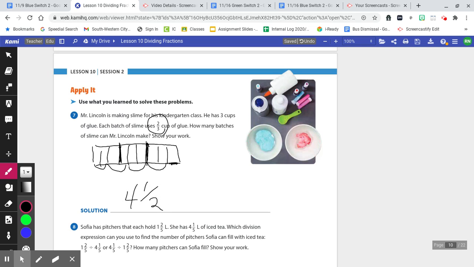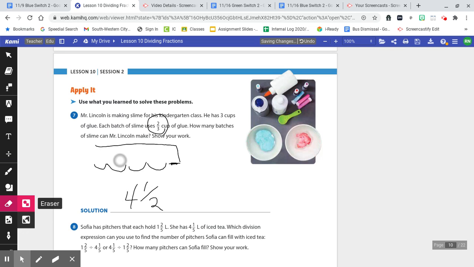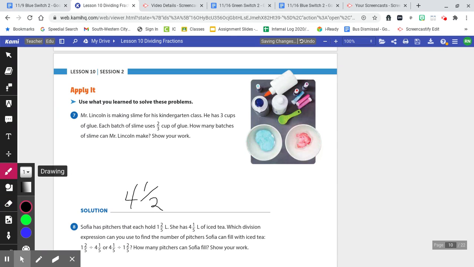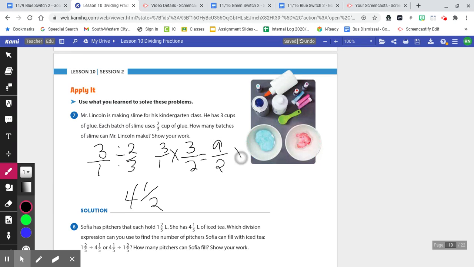If you had done keep, change, flip, let me erase, and I'm going to do it that way also. You should still end up with 4 1/2. So I had 3 over 1 divided by 2/3. So keep, change, flip. Multiply across, 9/2 equal to 4 1/2. I really don't care which way you do this. I do it a lot of times just to check my answers.